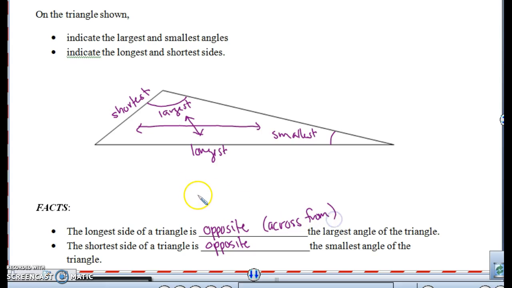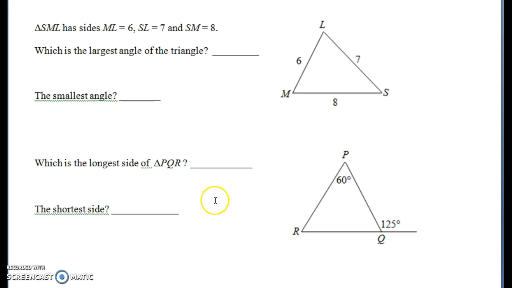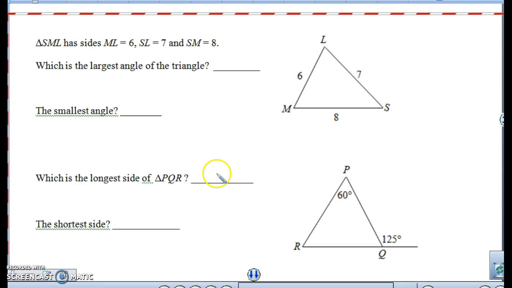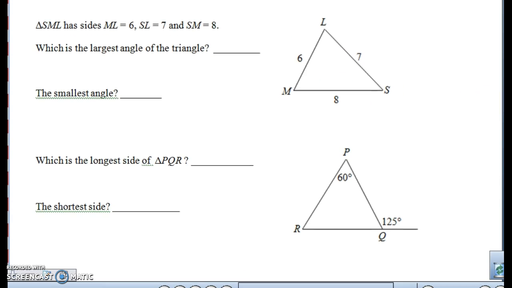So if you want to know what the biggest angle is, find the longest side and go across from it. If you want to know what the smallest angle is, find the shortest side and go across from it. And it's a very handy way to do it. So if I know the sides of a triangle, I can immediately tell you what the biggest or smallest angle is. So if I have my triangle SML here, where side ML is 6, SL is 7, and SM is 8, what is the largest angle of the triangle?